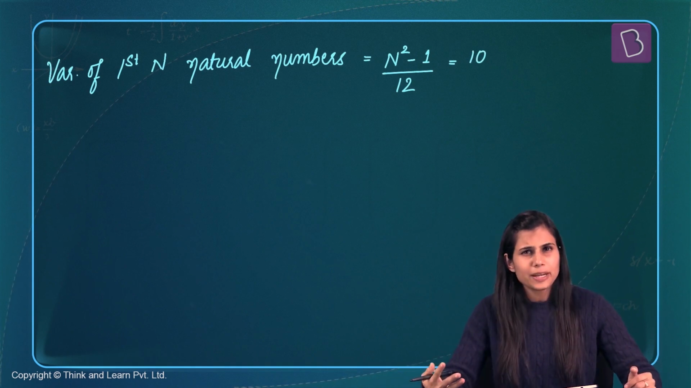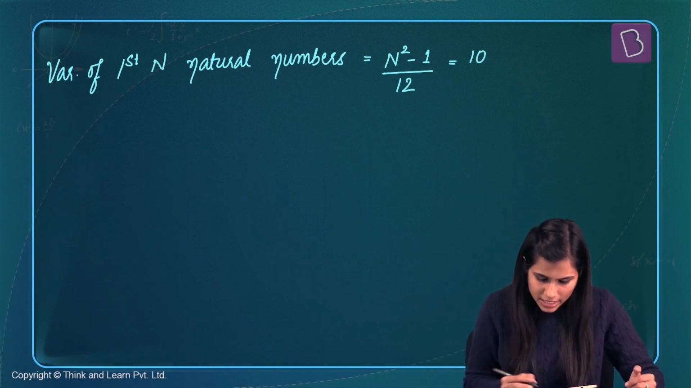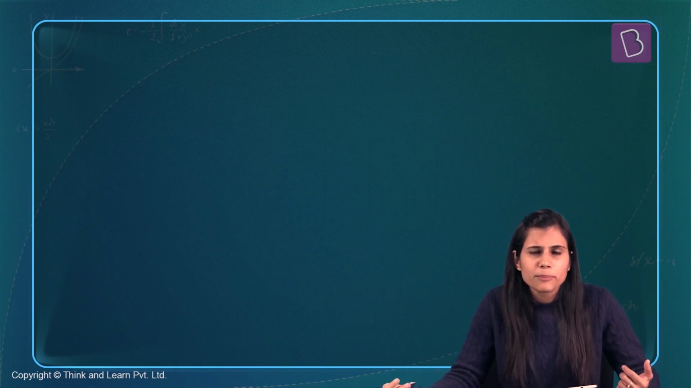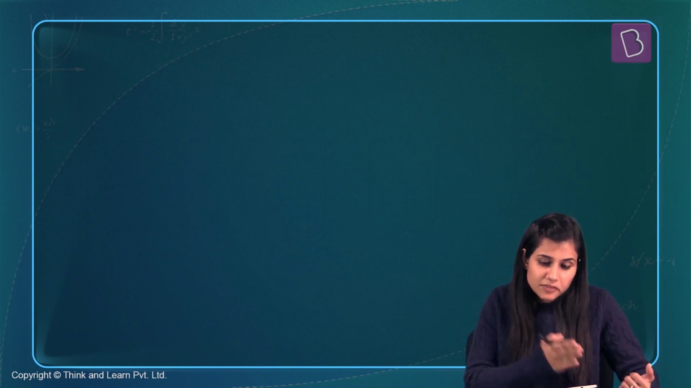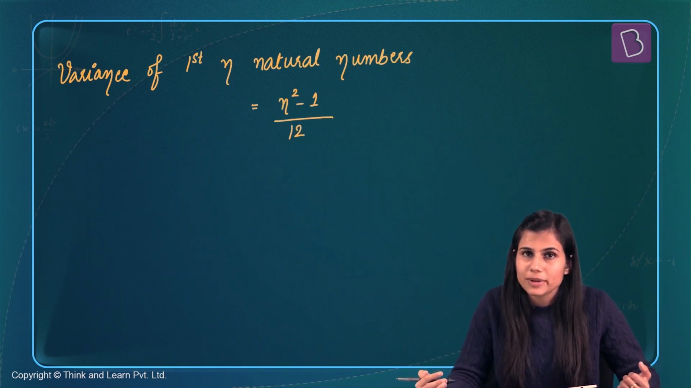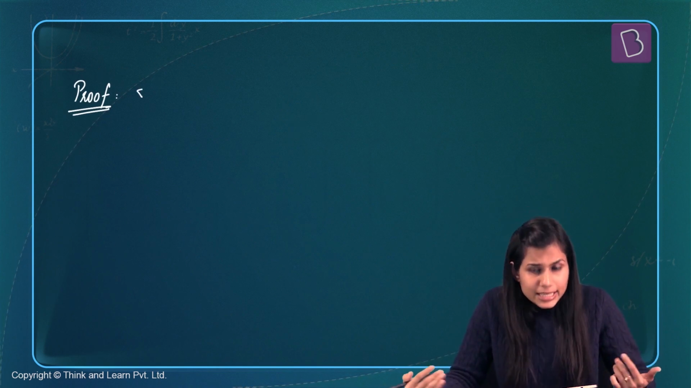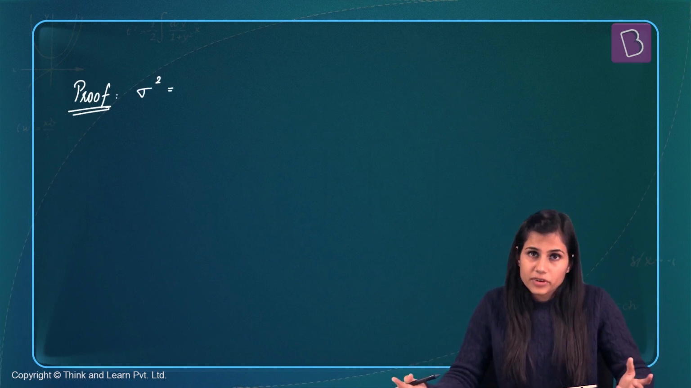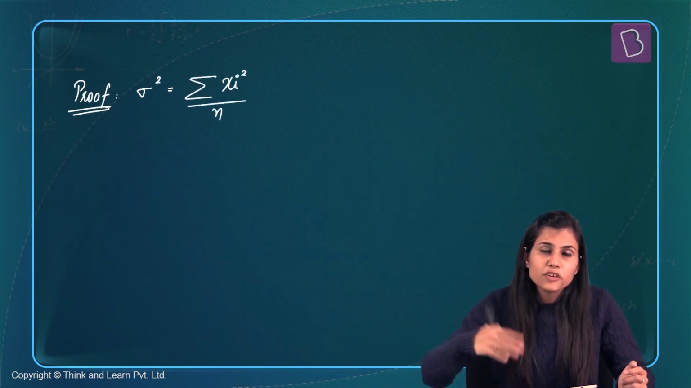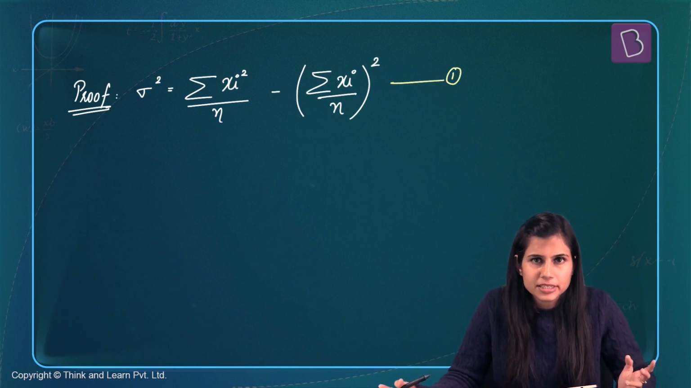But if you're not that convinced, let me explain to you how you get this. So let me start with the first small n natural numbers. The claim is that the variance of these first n natural numbers is equal to n square minus 1 by 12. How do you get this? Well, this is the explanation. Sigma square, that is your variance for the first n natural numbers. Of course, you know the formula. It's given by mean of the squares minus square of the mean. That's how you remember it, isn't it?